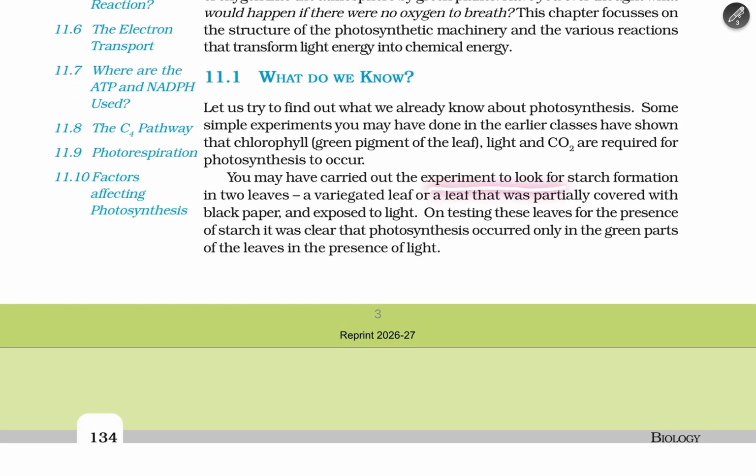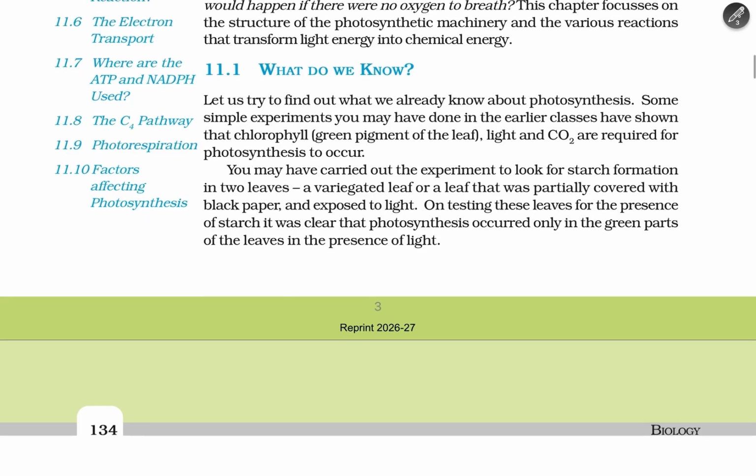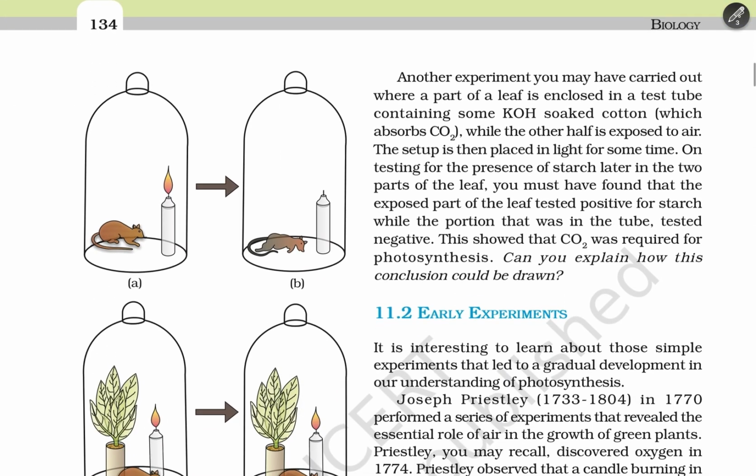You have carried out an experiment to look for starch formation in two leaves: variegated leaves, or a leaf that has partially been covered with black paper, exposed to light. On testing these leaves for the presence of starch, it was clear that photosynthesis occurs only in the green parts of leaves and in the presence of light.